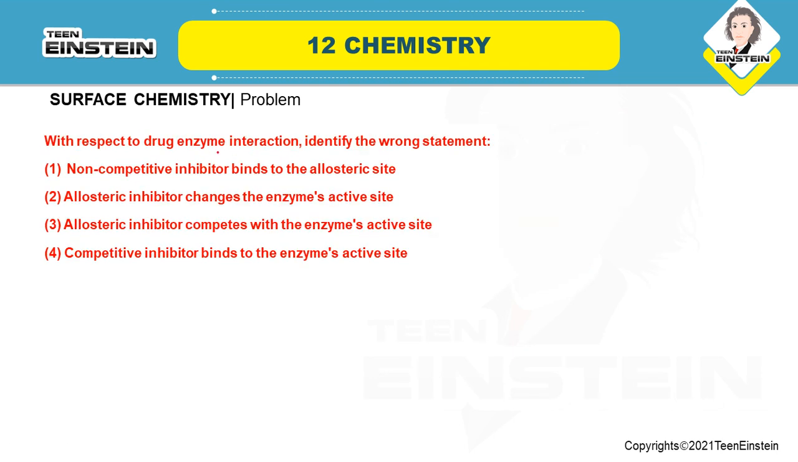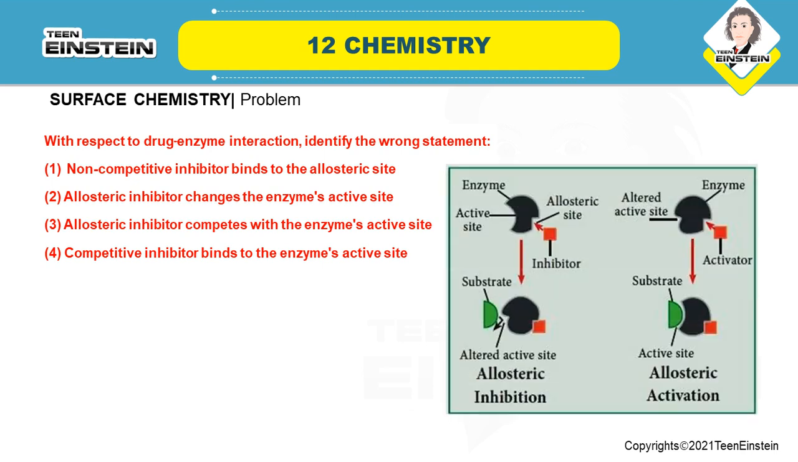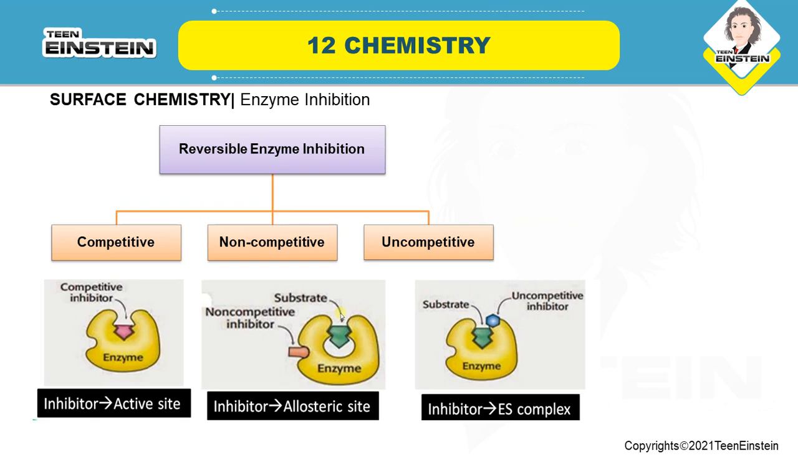With respect to drug enzyme interaction, we have to find out the wrong statement. So there are 4 statements that are related to drug enzyme interaction, and we have to find out which one is wrong. But before discussing this question, I would like to mention here what is enzyme inhibition and what are the different types of enzyme inhibition.